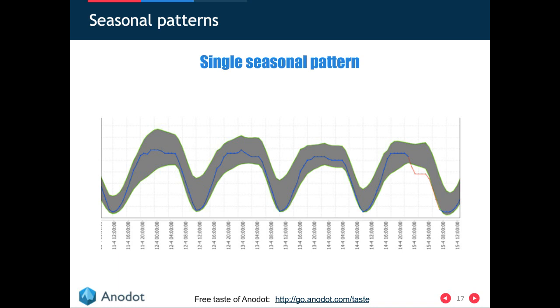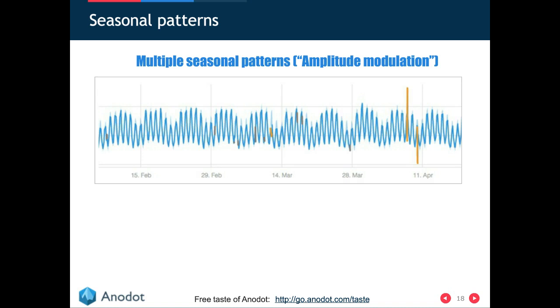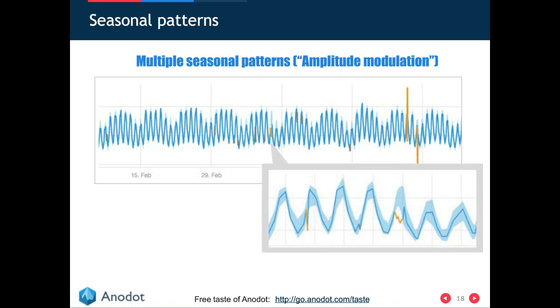Oftentimes we see multiple seasonal patterns being applied at the same time. This is an example of a seasonal pattern that I like to call amplitude modulation because in this case it's a daily and weekly seasonal pattern, but they're modulated on top of each other. They're not additive. And if you do take them into account, you can capture fine anomalies that you see right there. Drops in the value of that metric, in this case related to revenue, and you can see these drops that you wouldn't capture otherwise.